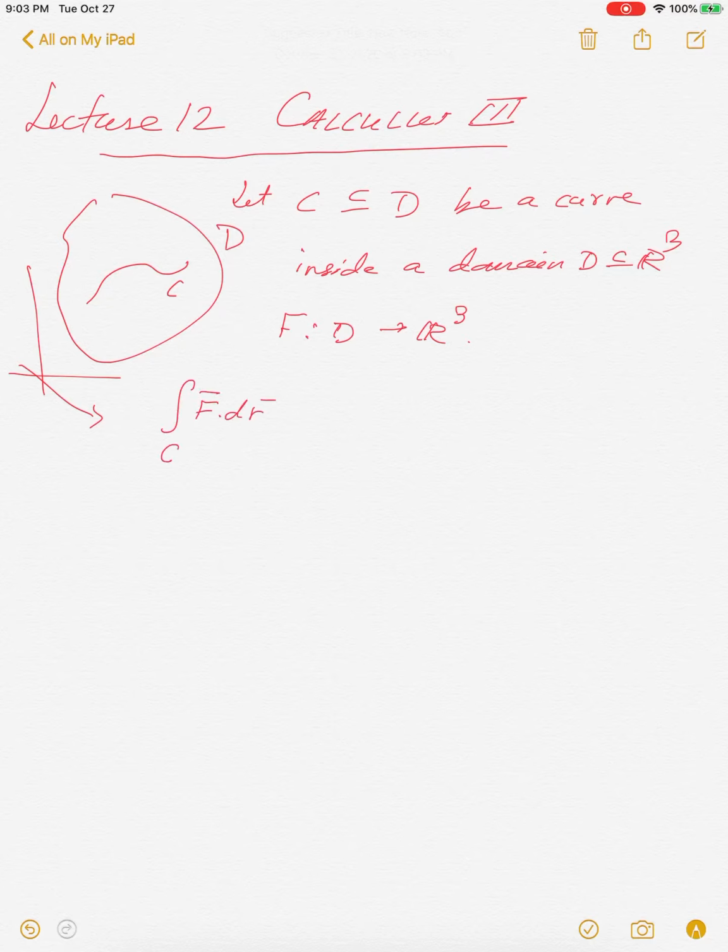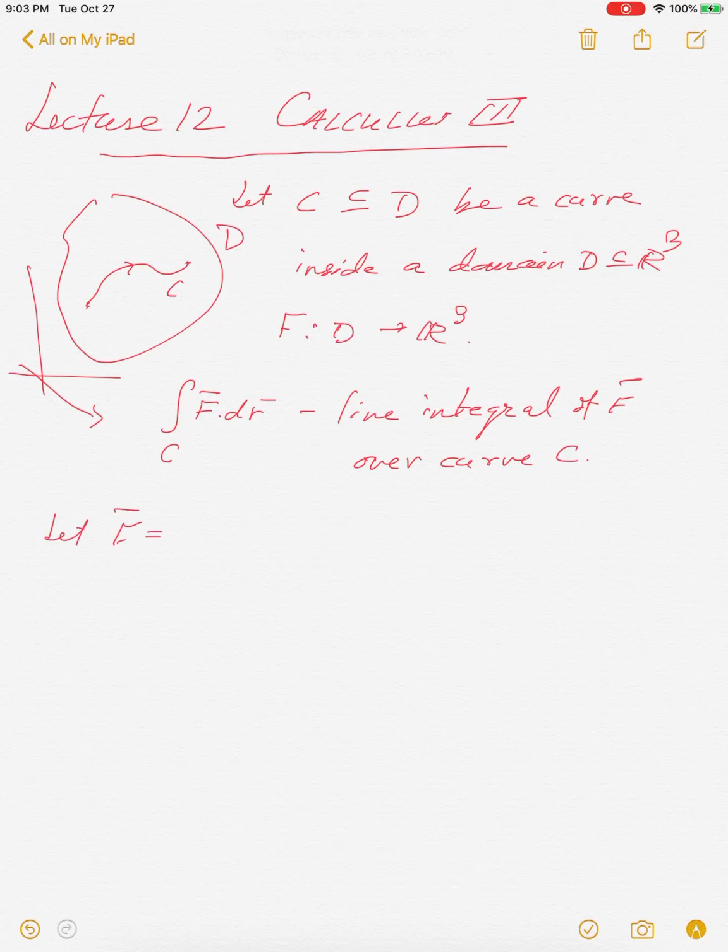So this is a vector field, and we saw the concept of the integral of f bar dot dr bar on C, and this is called the line integral of f bar over the curve C. So this has a meaning in physics. It measures the work done by the force in moving the particle from one end of the curve to the other in this oriented direction.